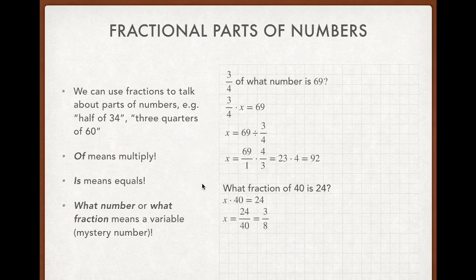Slightly different one. What fraction of 40 is 24? Don't be confused by the fact that it says what fraction here. That's still a mystery number. Remember, our variables can represent fractions or decimals or just about anything. So what fraction, x, our variable, of multiplication 40 is equals 24. We just divide both sides by 40. X equals 24 over 40, or simplified to 3 over 8.